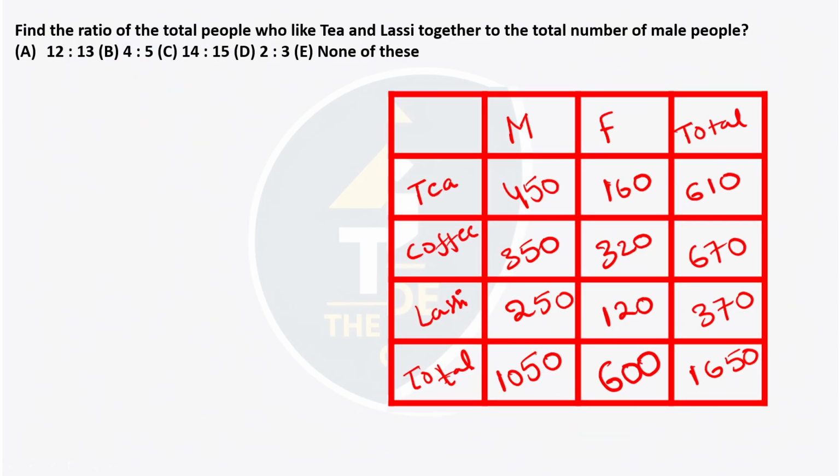Let us look at this question now. Find the ratio of the total people who like tea and lassi together. So total people who like tea and lassi. Total tea is 610, total lassi is 370. So sum of these two is 980, is to total male people, total number of male people, 1050. Now, 7 times 15 is 105, 7 times 14 is 98. So the required ratio is 14 is to 15.